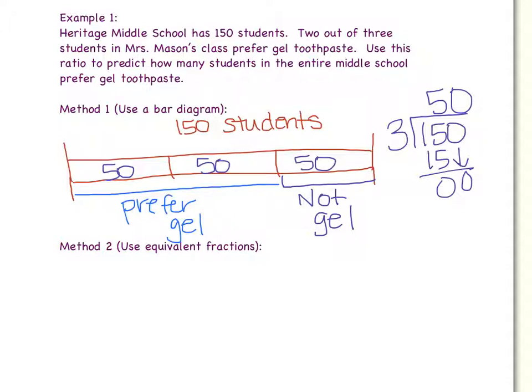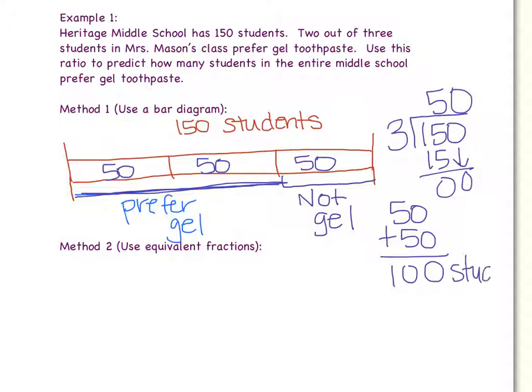Now let's go back to our question. It says, use this ratio to predict how many students in the entire middle school prefer gel. Well, we know that those who prefer gel would be in this section. So that group right there, there's 2 groups of 50. So what we're going to do is add 50 plus 50, which of course gives us 100. So 100 students, we would predict, prefer the gel toothpaste. 100 students prefer gel.